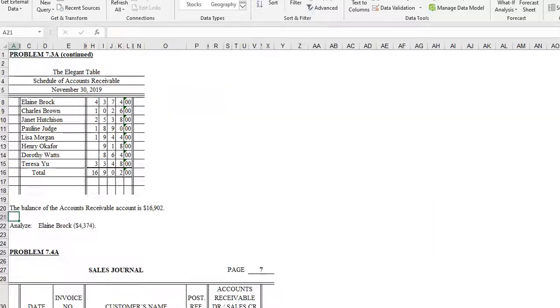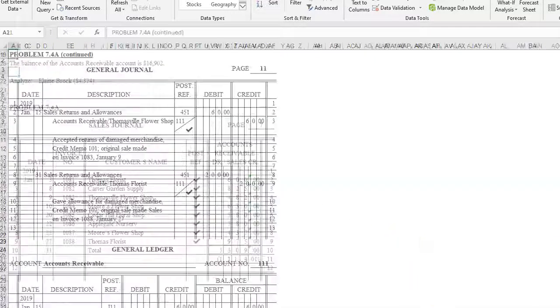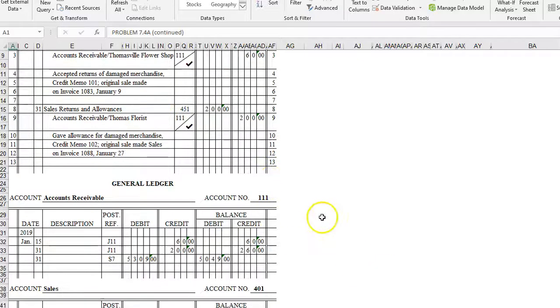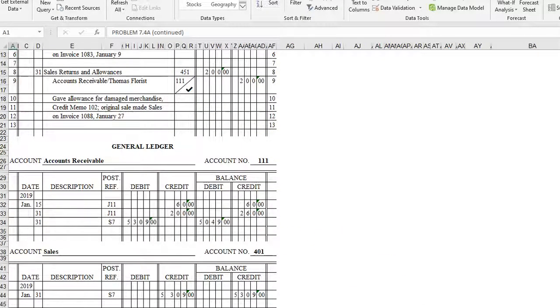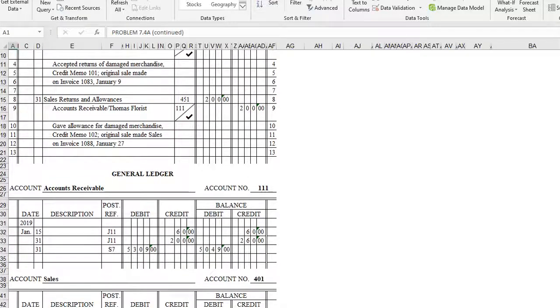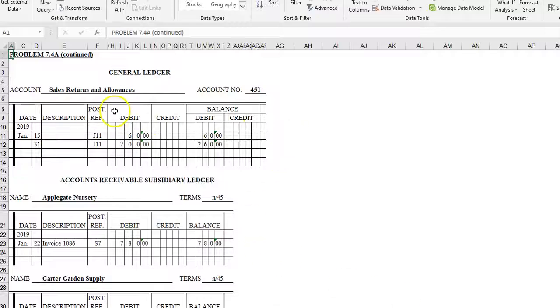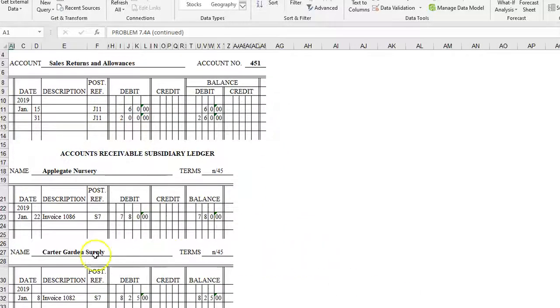Let's see if there's anything new in this chapter that we did not do. We've done a sales journal. There's a schedule of accounts receivable. That's just listing everything that was purchased. Same thing, general journal entries, general ledger entries. So this is 7.4. If you want to stop and look at that. Accounts receivable, sales, sales return and allowances, Applegate Nursery. These are suppliers.